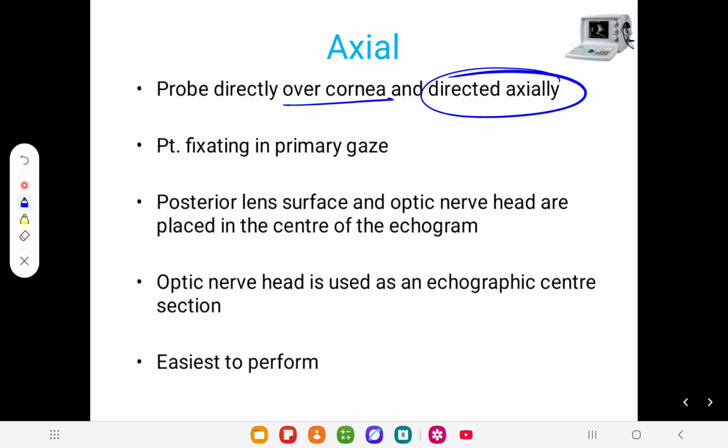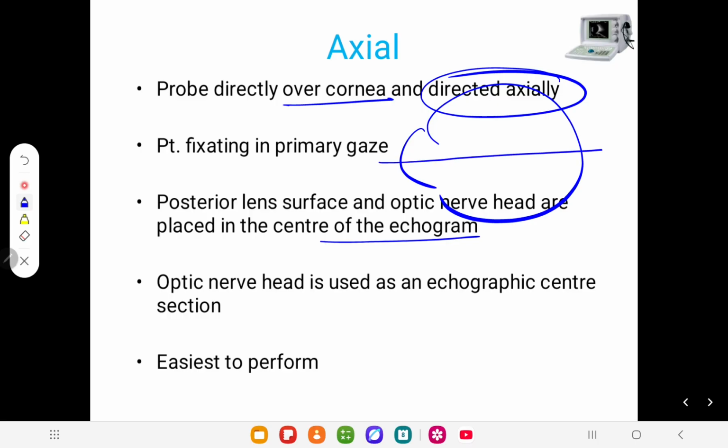So the posterior lens surface and optic nerve head are placed in the center of the echogram. This is very important. Whenever we send our probe directly in the axial manner, the posterior lens surface and the optic nerve head are placed in the center of the echogram. So basically, half is the upper part and half is the lower part. This area is covered, isn't it? So the optic nerve head is used as the echogram center of the section.